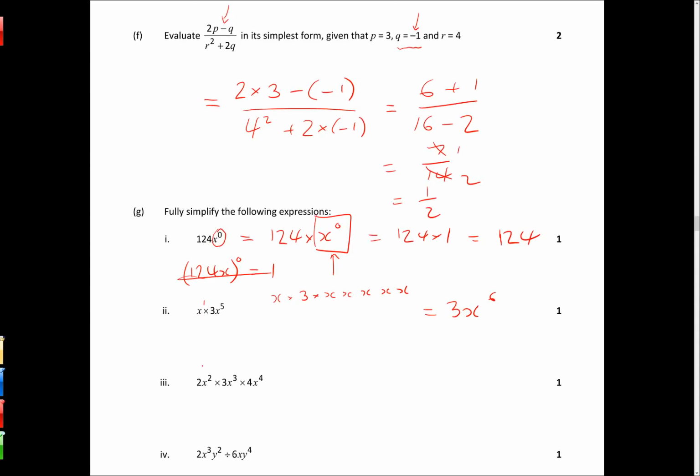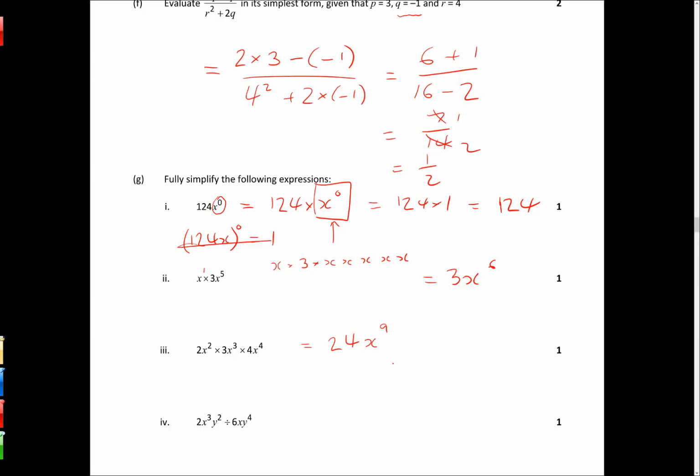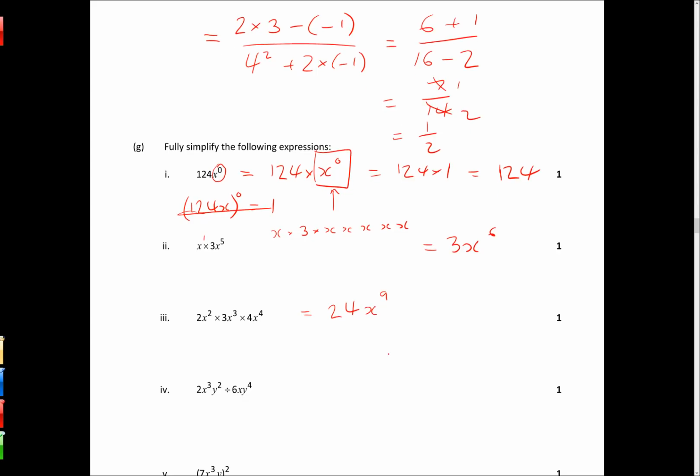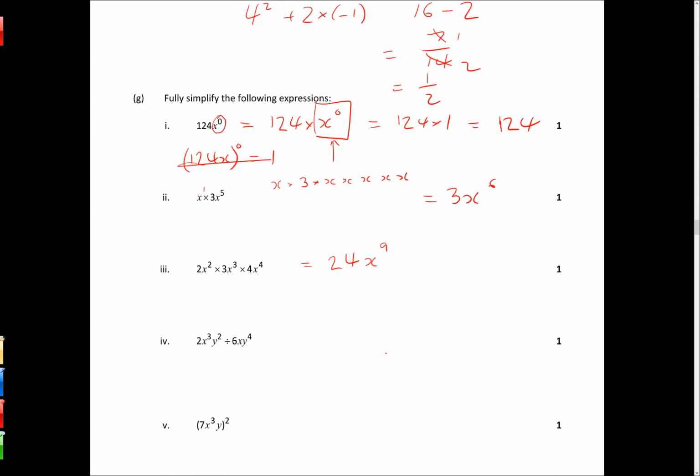Next one says 2x squared times 3x cubed times 4x to the 4. It's pretty similar. Let's do the numbers bit. 2 by 3 is 6, and 6 by 4 is 24. X squared by x cubed by x to the 4: 2 of them plus 3 of them is 5 of them, plus 4 of them is 9 of them. Yeah, done.